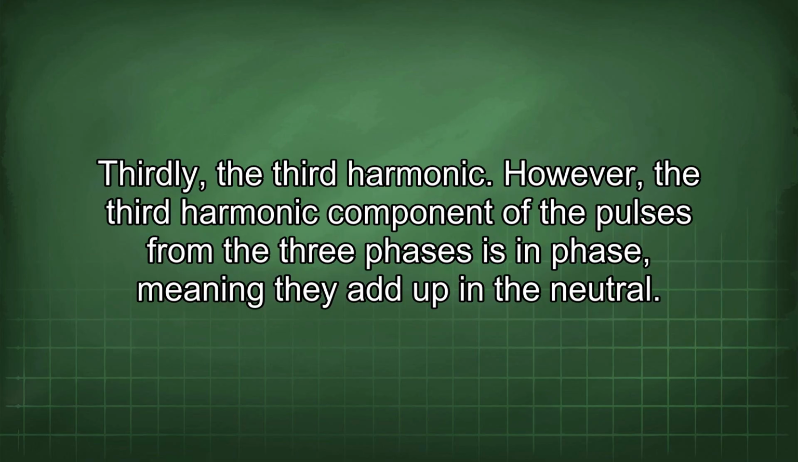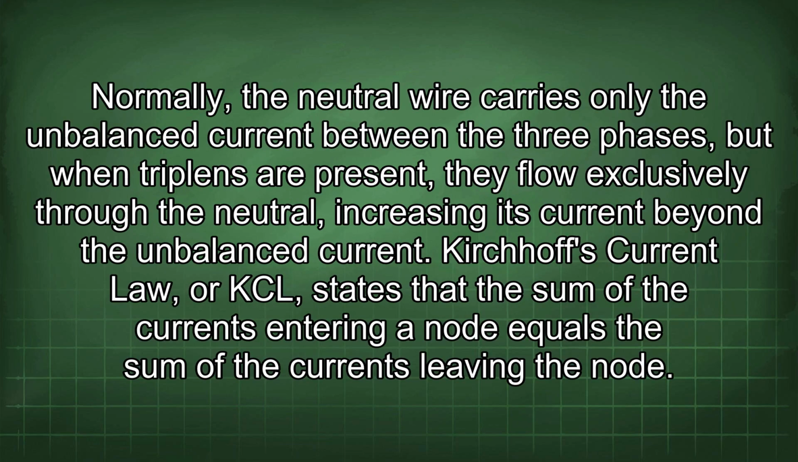Thirdly, the third harmonic. However, the third harmonic component of the pulses from the three phases is in phase, meaning they add up in the neutral. Normally, the neutral wire carries only the unbalanced current between the three phases, but when triplens are present, they flow exclusively through the neutral, increasing its current beyond the unbalanced current.